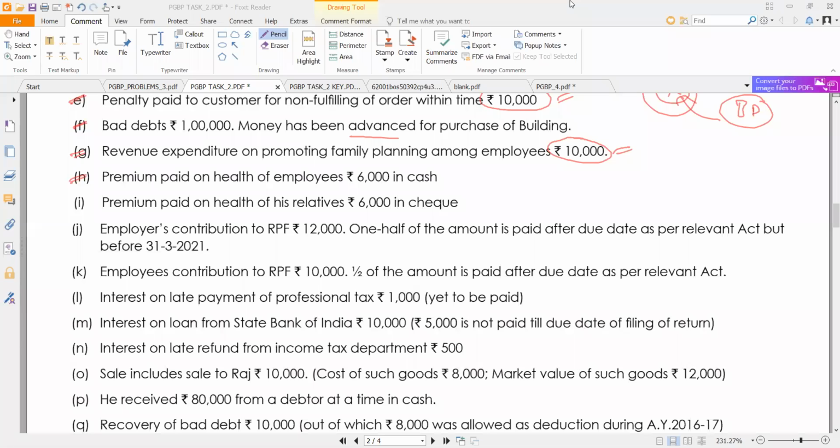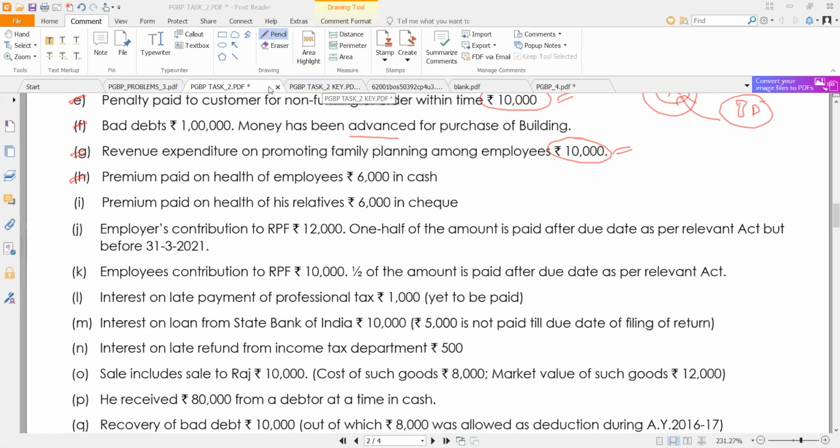In this case, 37 is contradictory to 36. Is it possible? It's not contradictory. What is contradictory? 36 has told that it is allowable only for company assets.